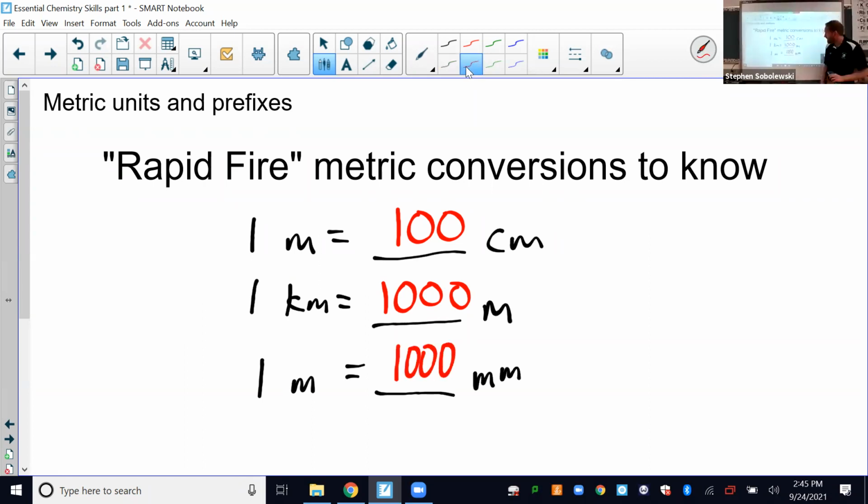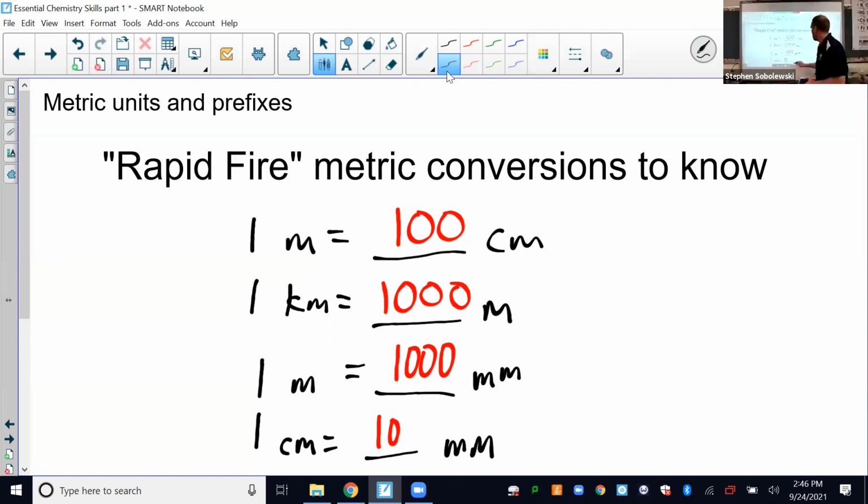And one last one, kind of a derivative of these. If a meter is 100 centimeters and a meter is 1,000 millimeters, what's the conversion between a centimeter and a millimeter? A centimeter must be 10 times bigger. That's good to know. Go with 1 centimeter equals 10 millimeters.